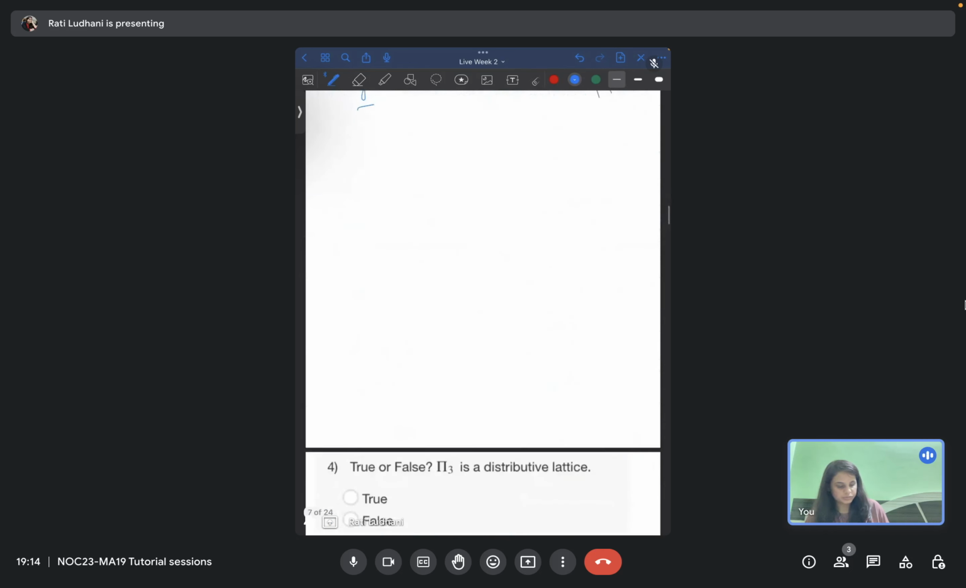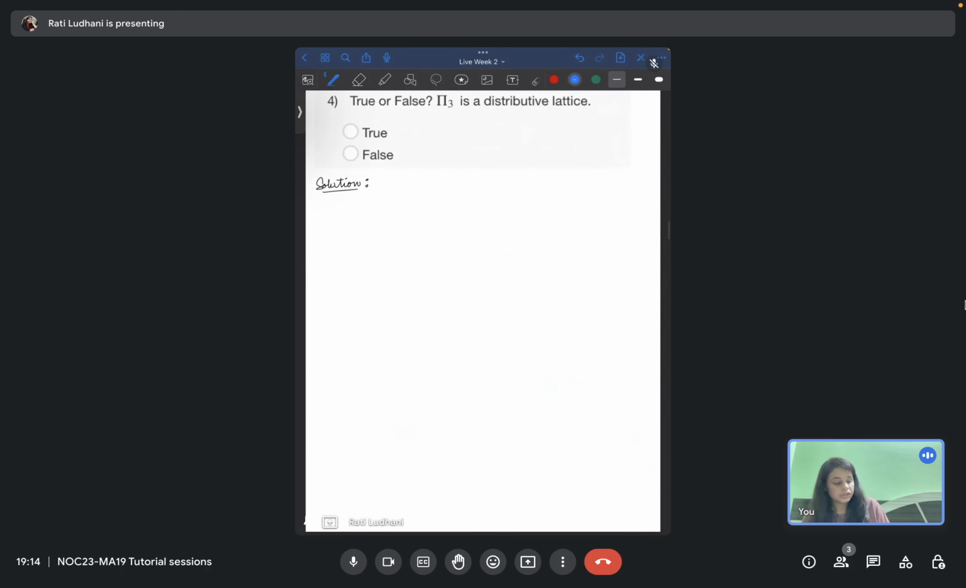Okay, let's move to the next question then. True or false? What is a distributive lattice? So you know what a lattice is. Now let's move to what a distributive lattice is. From the definition, distributivity is like, can you expand? You have two operations, meet and join. Can you expand meet over join or not? That is the question, that is the definition basically. If that happens, then you have a distributive lattice, otherwise not.